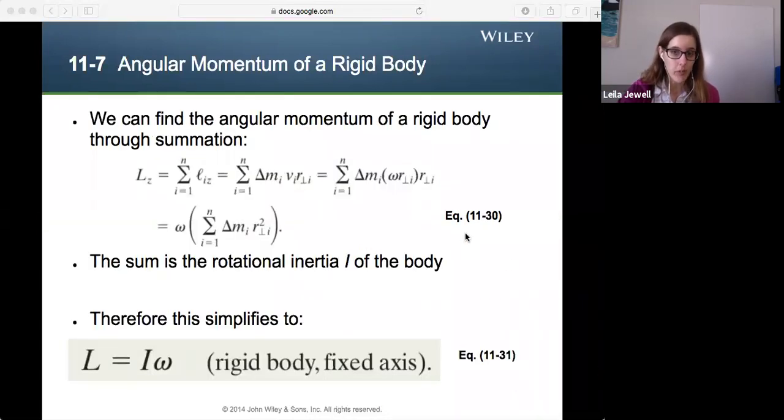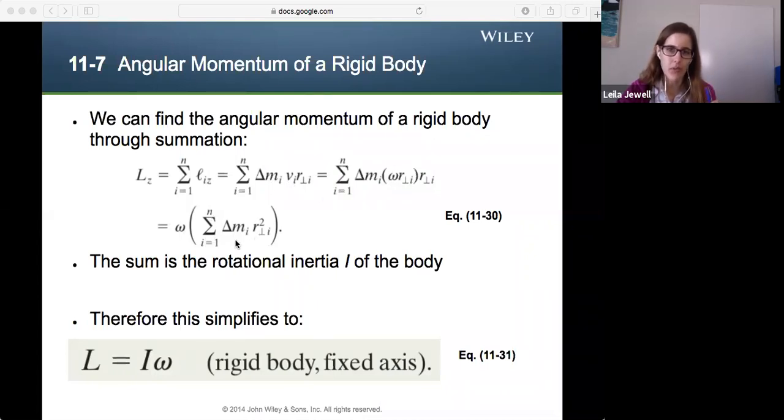We can find the angular momentum of a rigid body, again through summation, summing up all of the angular momenta of the individual particles, the pieces that make it up, and so noting that each of them have a mass and a velocity and a radius out to that particle. But if we rewrite the linear velocity in terms of angular velocity times r, angular velocity on something that's rotating is the same for any point on the body. So that can actually come outside of the summation. And what we're left with is a summation of mass elements times their distance from the center of mass.